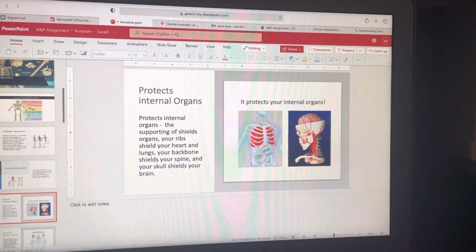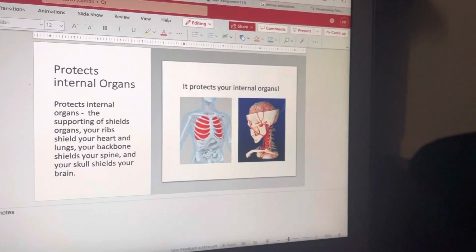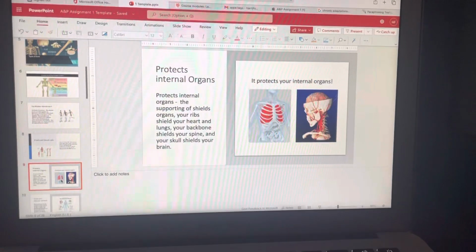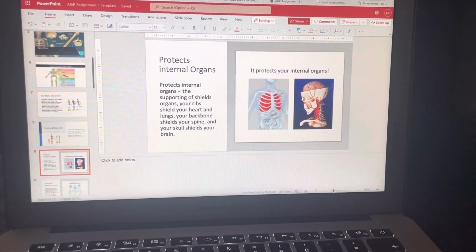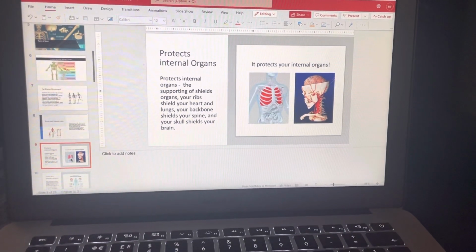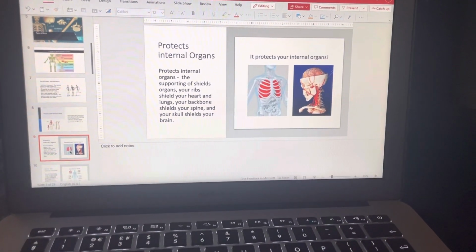Protects internal organs. As you can see on the picture on the right, the skeleton protects and shields organs. Your ribs shield your heart and lungs. Your backbone shields your spine, and your skull shields your brain.